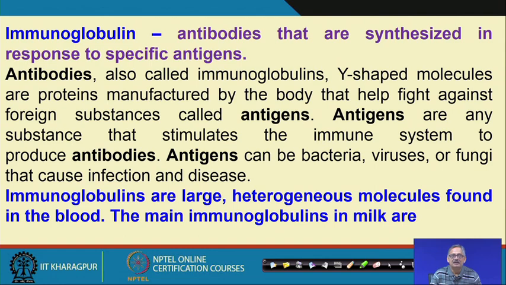Other whey proteins are immunoglobulins. Immunoglobulin, right from the word immune, so it appears that some immunity is associated with it, right? It is associated with antibodies that are synthesized in response to a specific antigen. So, antigen and antibodies are associated with immunity of the living unit. I do not say only bovine or mammals, it is true for all living units. And immunoglobulin is typically associated with the antibody and antigen, right?